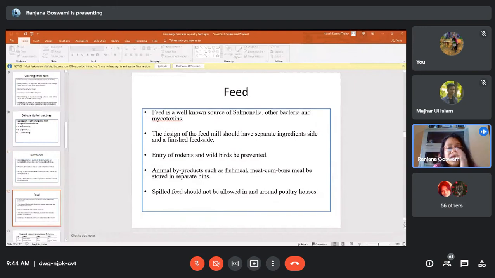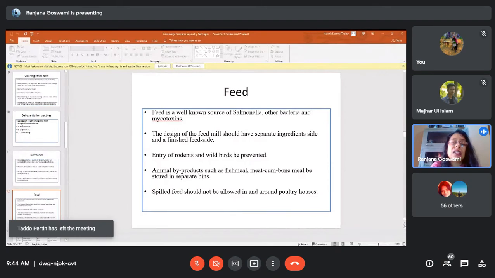Feed is another important cause of infection and disease in your farm. Feed is a well-known source of salmonella, other bacteria, and mycotoxins. Salmonella may be transmitted through feed, and then there are the mycotoxins, especially aflatoxicosis. If the feed is not proper and moldy feeds are there, they will develop toxins, and if you feed this type of feed for a longer period to the birds, they will show symptoms like aflatoxicosis, their liver will be affected and their production will also go down.